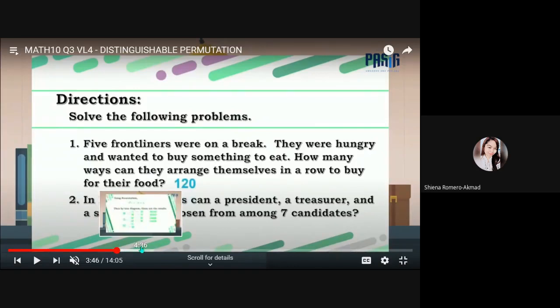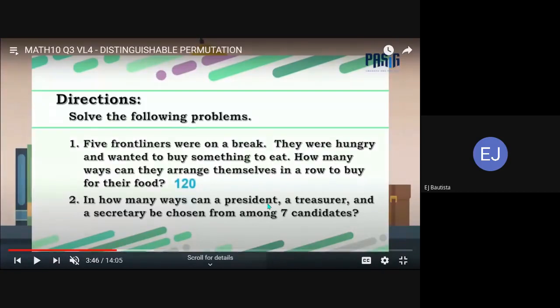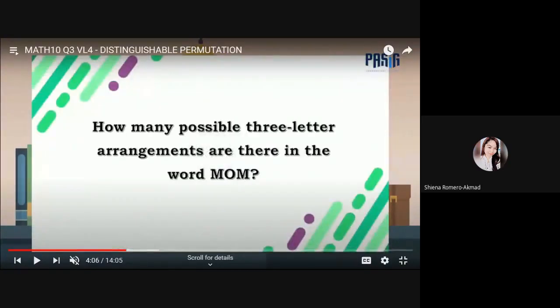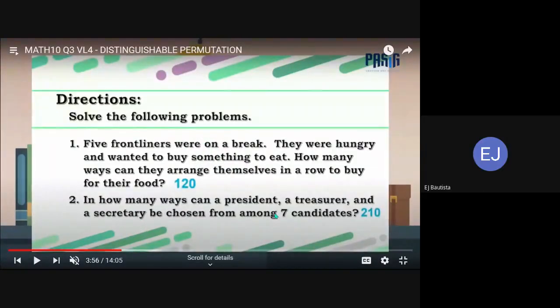There are 7 candidates, but you have to choose 3 of them only for the position of president, treasurer, and secretary. So therefore, that's permutation of 7 taken 3 at a time, 210.